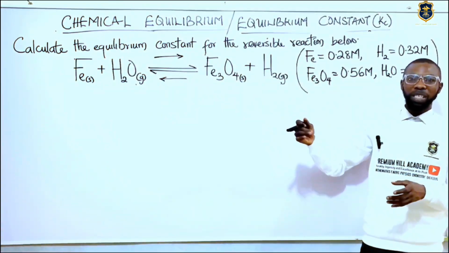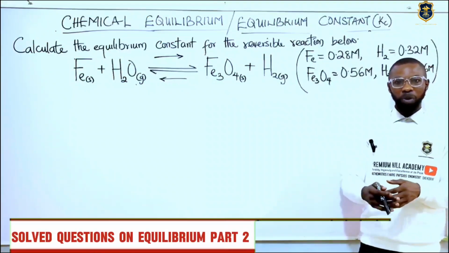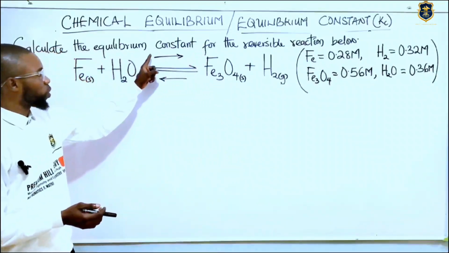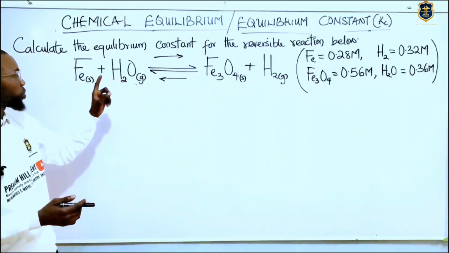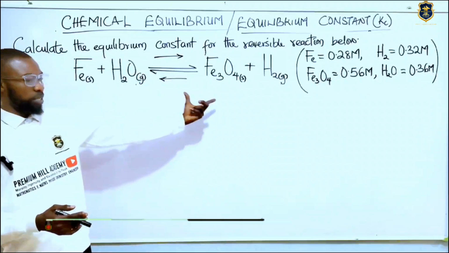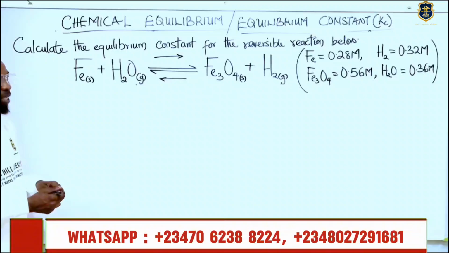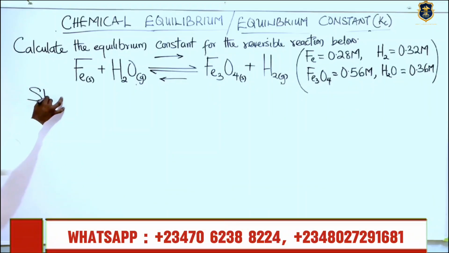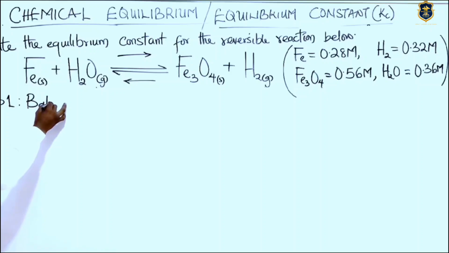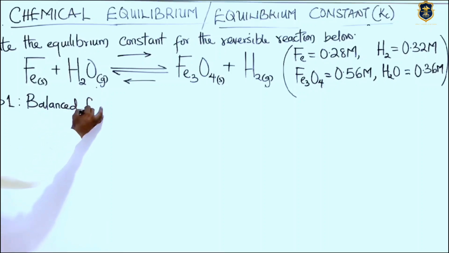Alright guys, let's look at example 3 in our calculation question of equilibrium constant. I said that for equilibrium to occur, the rate of forward reaction must be equal to the rate of reverse reaction, right? And we said calculate the equilibrium constant for the reversible reaction of this, right? First of all, step 1: we must check for balanced equation. We must check if the equation is balanced.